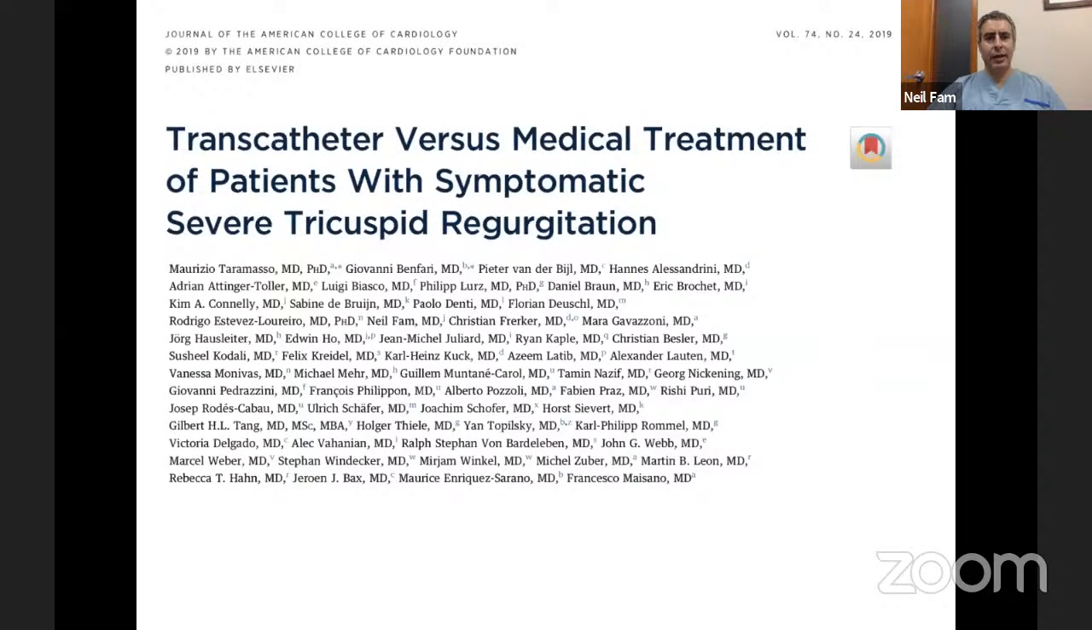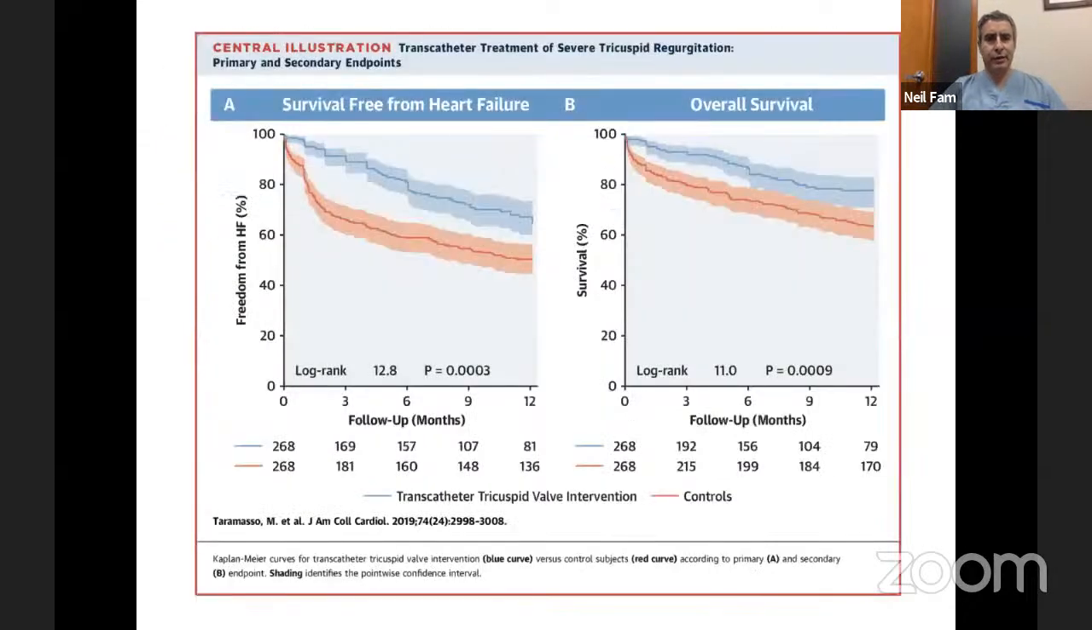So with respect to data, we have analyses like this, which was a propensity matched analysis from TriValve matched to patients who were treated medically. The majority of these patients had undergone edge-to-edge repair. And in this analysis, there appeared to be improved survival free of heart failure and overall survival in favor of tricuspid intervention. So this foreshadows the randomized trials, which we'll discuss, and many of which are underway.